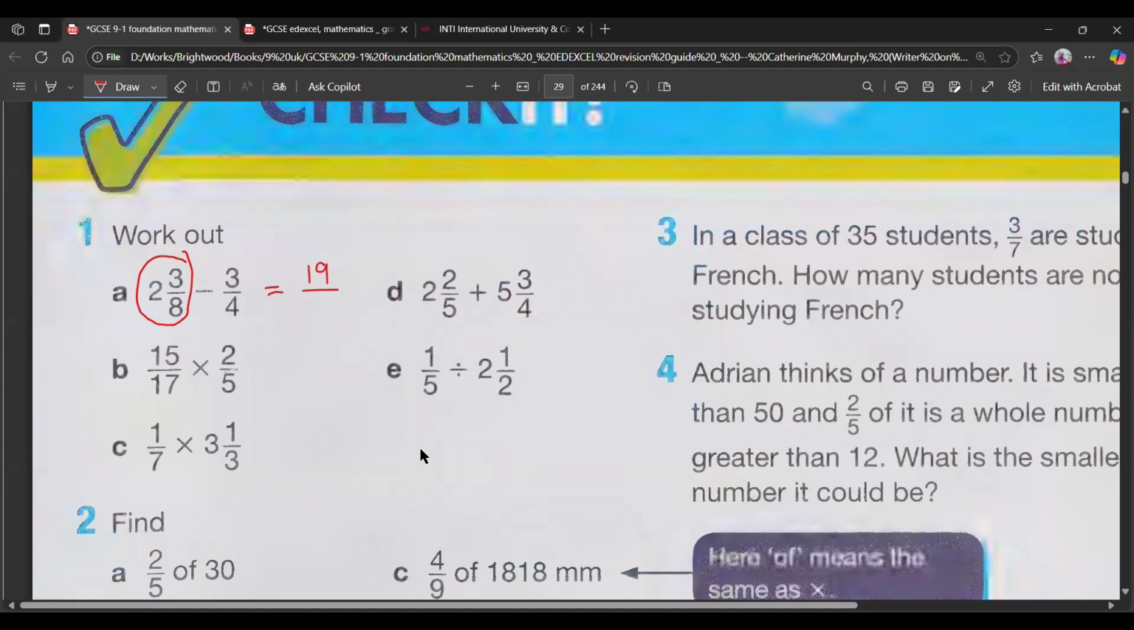Decimal unit. 19 over 8 minus 3 over 4. Yes, good. Like that you can do. I'll give you 2, 3 minutes. Try these 5 questions. There are five: 1, 2, 3, 4, 5. After that, I will write. Okay, do it.